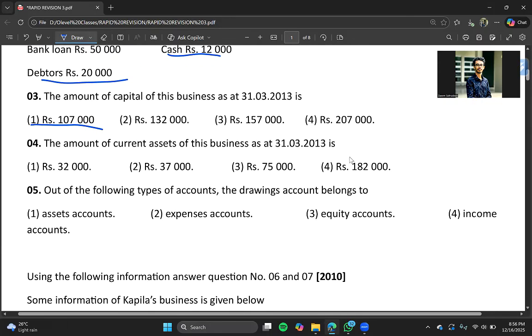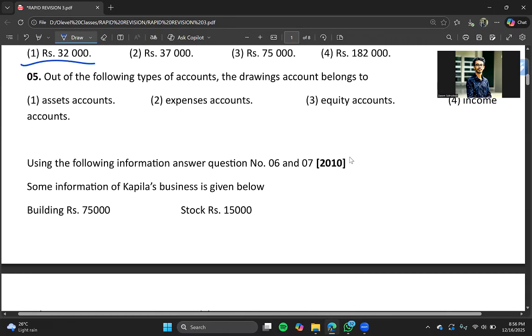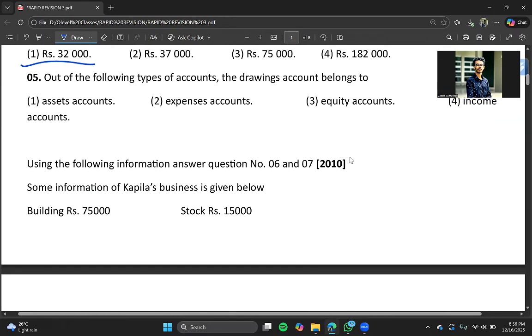The next question asks for the amount of current assets in this business. If you see what the current assets are, the motor vehicle is not a current asset. Cash is a current asset, and debtors is a current asset. That means it is 32,000.